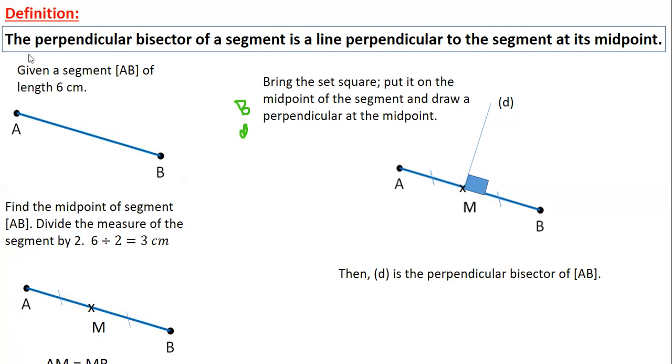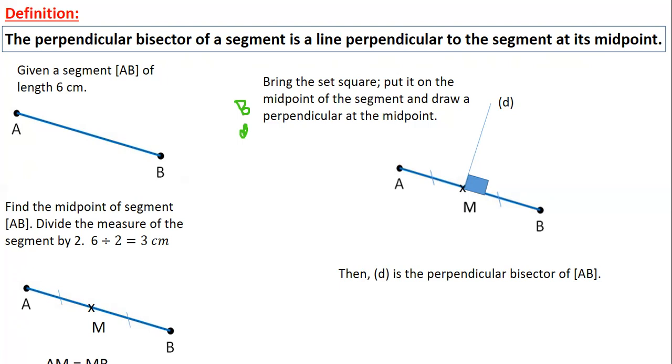Now, let me repeat the definition of the perpendicular bisector of a segment. The perpendicular bisector of a segment is a line perpendicular to the segment at its midpoint. What do we mean by the midpoint? And what do we mean by perpendicular? Perpendicular means this line, after we draw it, will make a 90 degree angle with the given segment.